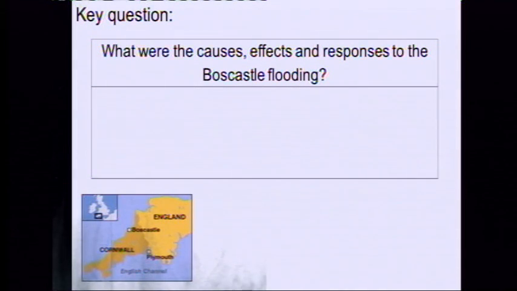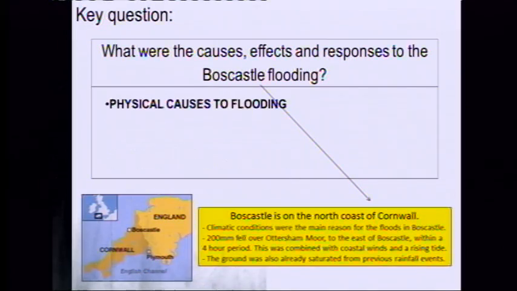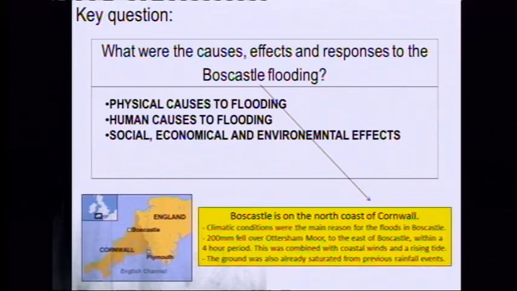Okay, so this revision video is going to have a look at the causes, effects and responses to the Boscastle flood. It's located on the north coast of Cornwall. We're going to look at the physical causes, the human causes, the social, economic and environmental effects, so a good way to remember this is SEEC. And we're going to have a look at how sustainable the responses to the flood were.